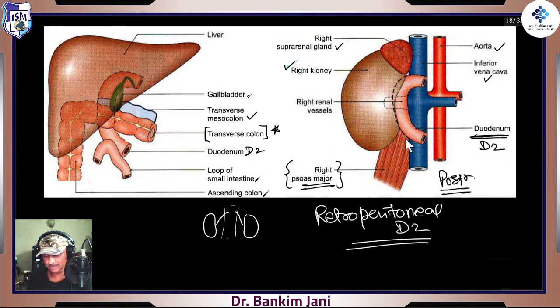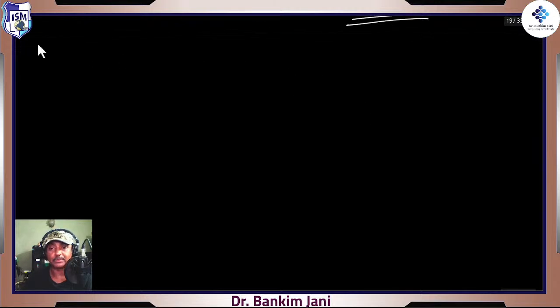So this is psoas major. Don't forget this, right? It is into this posterior. And yes, psoas major, because it will be emerging straight from the vertebrae. So that's why it has to be posterior. So that was our D2.